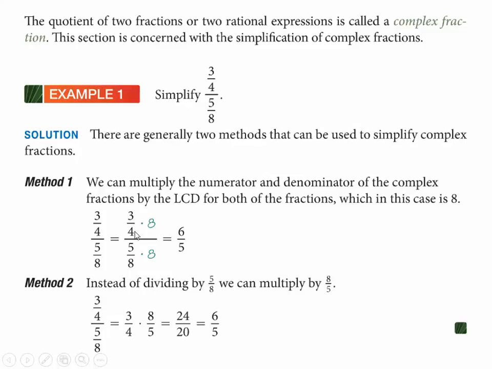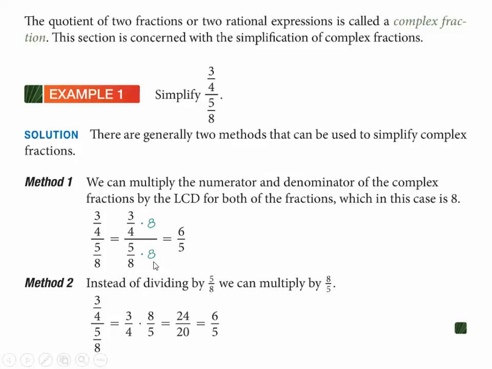So 4 goes in 8 twice, and 2 times 3 is 6. 8 goes in 8 once, so those cancel off completely, and then you've got the 5. Notice I've canceled off the common denominators, and now I've made it into a simple fraction. So that's one way to do it. On the easier problems, that's the general way we do it.